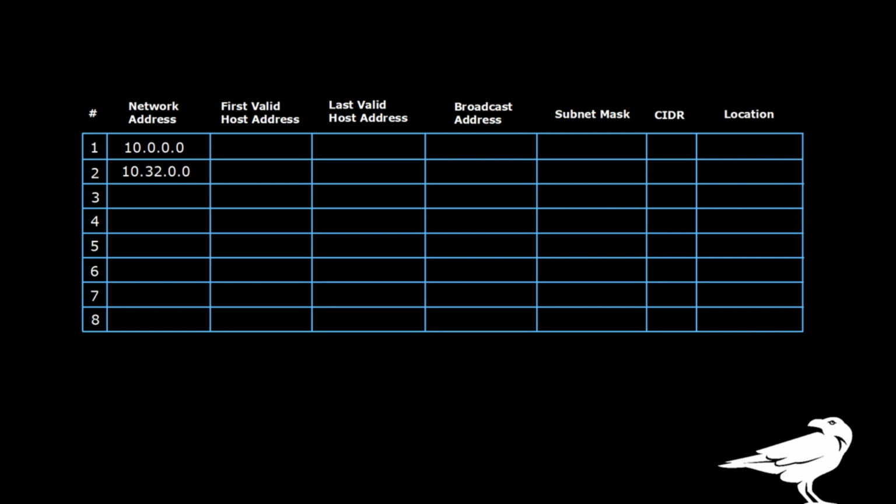For the third network, I add the increment to the octet again that we were working in. So that now becomes 10.64.0.0. 10.96.0.0, 10.128.0.0, 10.160.0.0, 10.192.0.0, and 10.224.0.0.